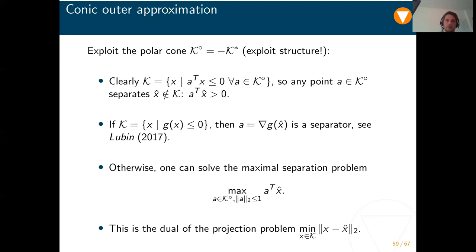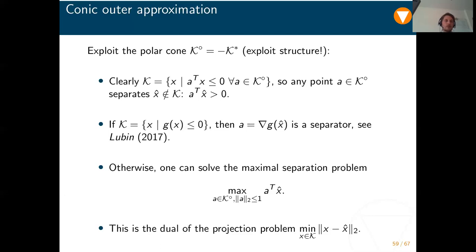In case you didn't see that so directly, you just have to believe me that this is a way of describing your cone. Now if you have a point, for example x hat, which is not in your cone, so in the outer approximation scheme, that would mean you have a point which you would like to separate from your cone. You would like to find a linear inequality that approximates your cone, and that is violated by this x hat. Basically, this characterization above tells you that you can take any point in the polar cone to do so.